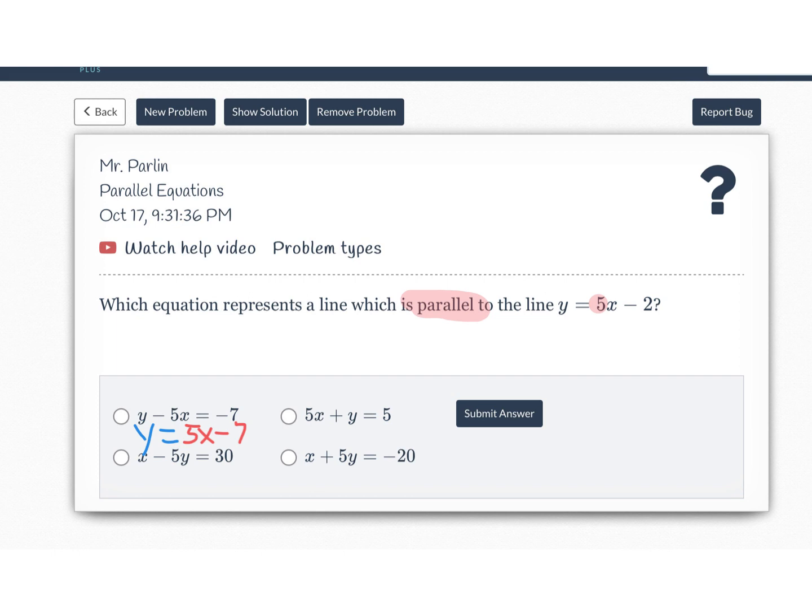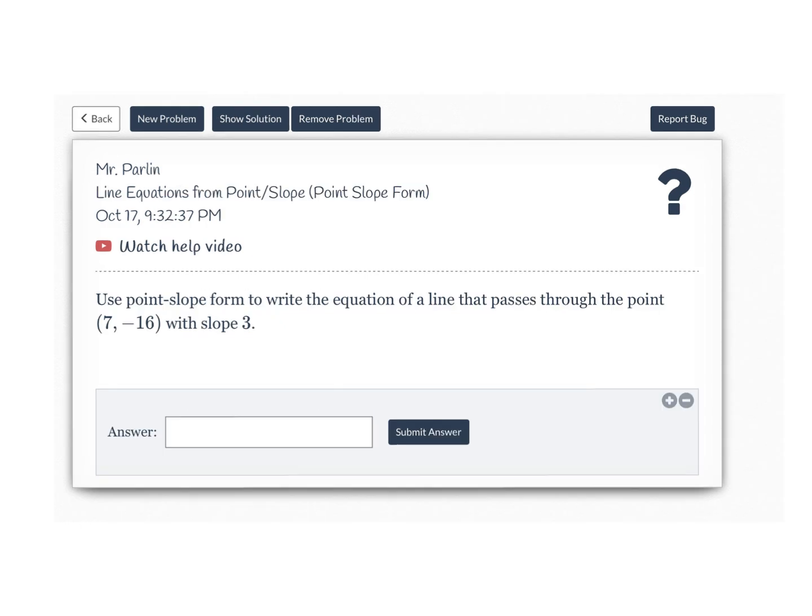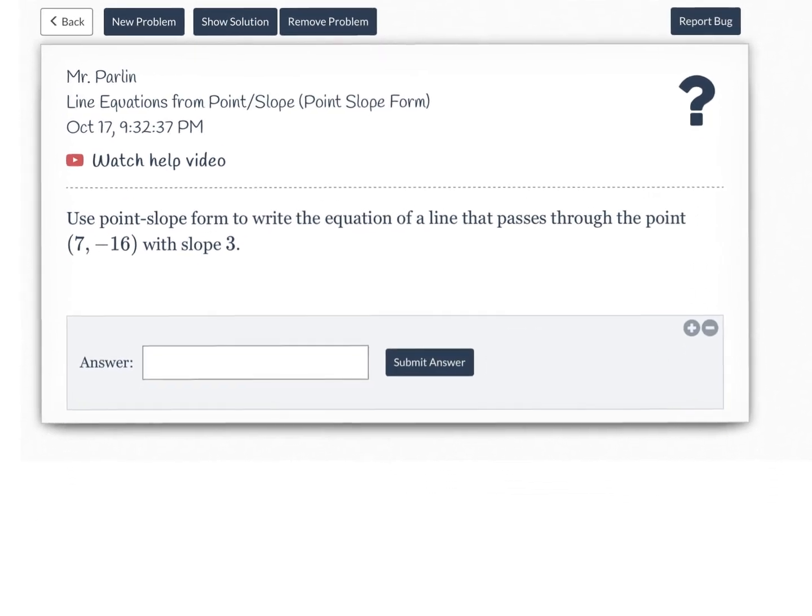So you can see right away that this one here is going to have the same slope as 5. This has a slope of 5. The original has a slope of 5. So your answer for this one is actually going to be this one here. All right. Last example from this assignment.